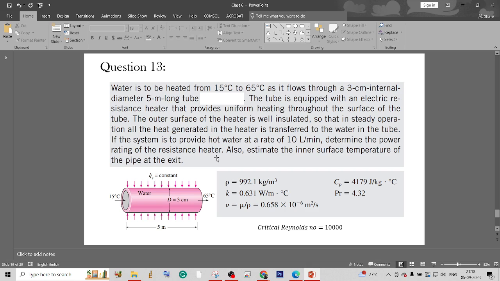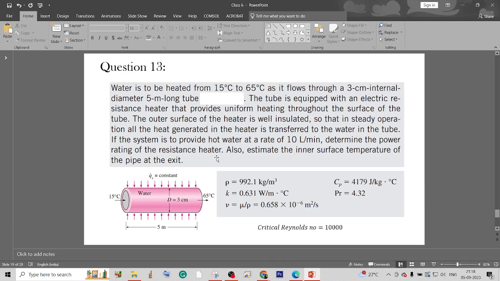So from MCp delta T, we can clearly find out the heat transfer rate. That gives the first question's answer: determine the power rating of the resistance heater. See how much heat will be transferred into the water.